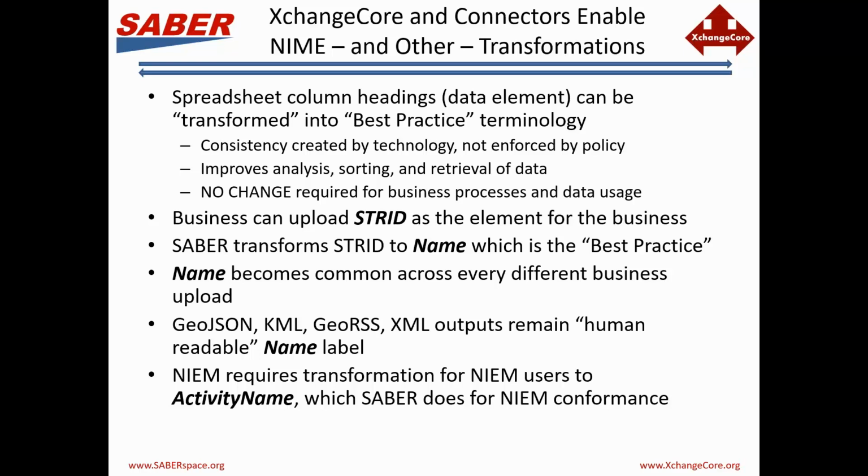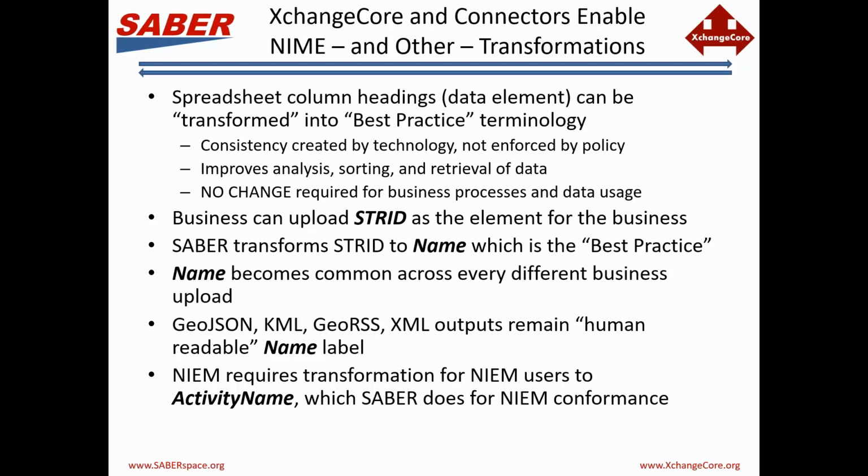SABER then transforms the column that has STRID, and that word STRID, into name. That's our best practice. By doing this, it allows us, across all those different companies that don't want to change anything, to improve analysis of this data, how you can sort it, how you can retrieve it, requiring no change whatsoever for the business process or their data usage. Absolutely critical to the survival of SABER is to not impose anything on the businesses.